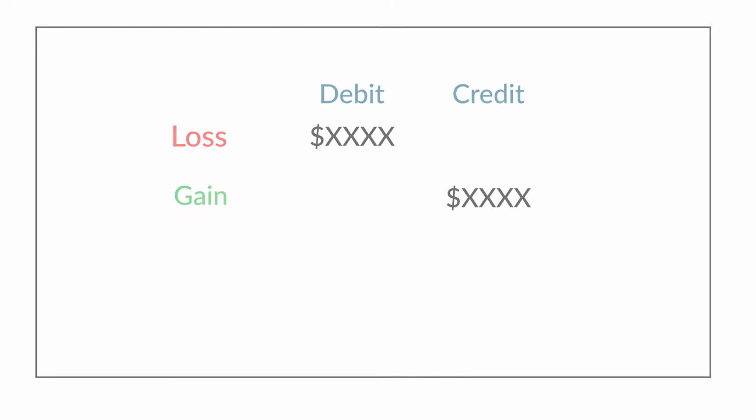To figure out whether you have a gain or a loss, if it's a debit entry, then it is a loss, just like an expense. If it's a credit entry, then it is a gain, just like revenue.